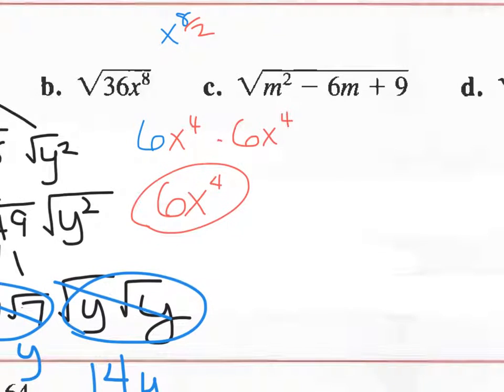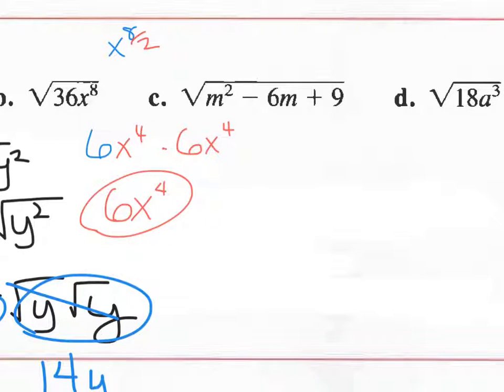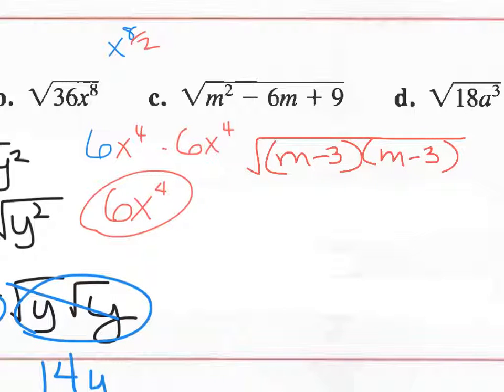Let's try this one. Now, this one is actually a trinomial that turns into a binomial squared. So what we would need to do is factor this, and this turns into m minus 3 times m minus 3 under the radical. And then again, pair of them, so one of them comes out. So you will have to factor the trinomials also.